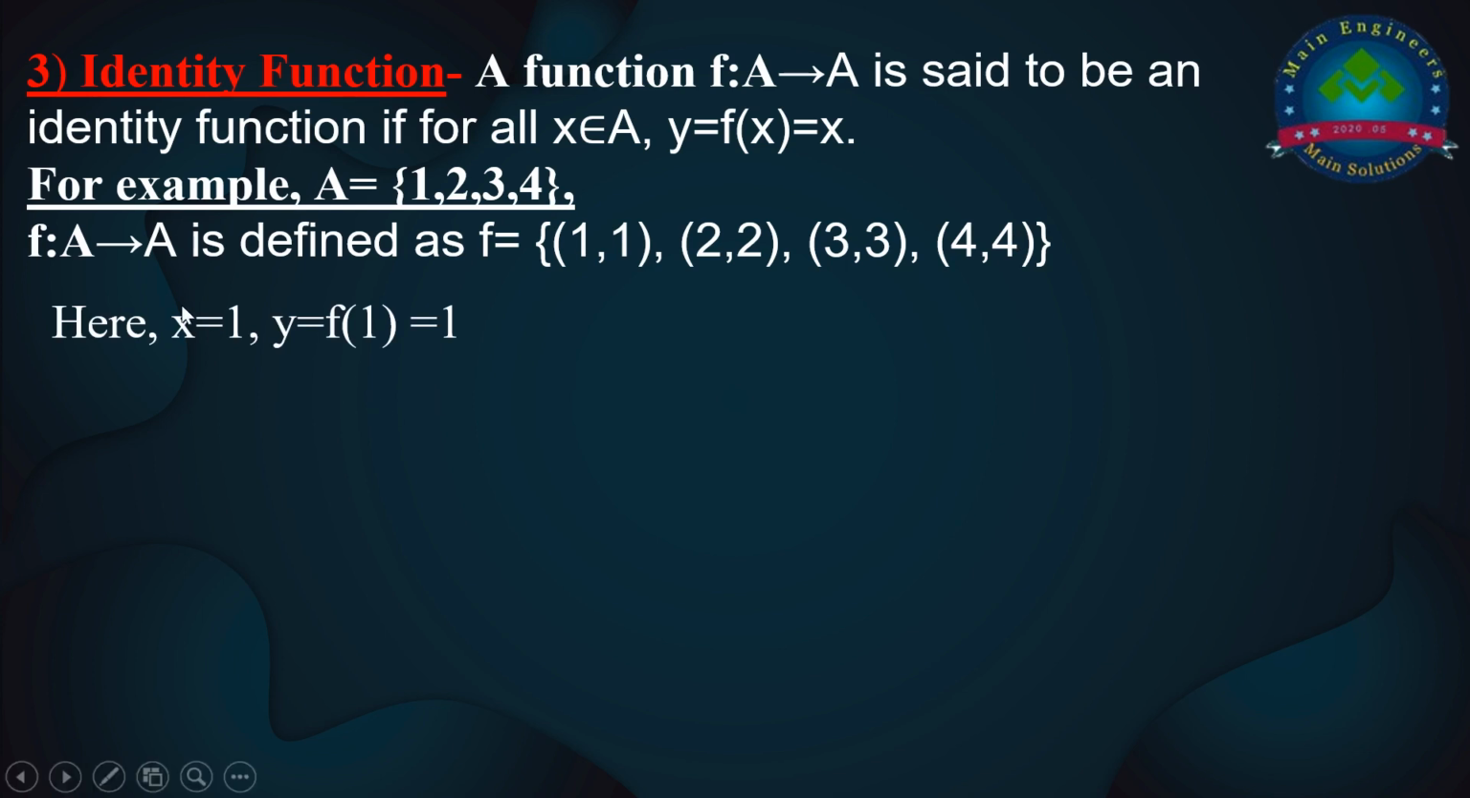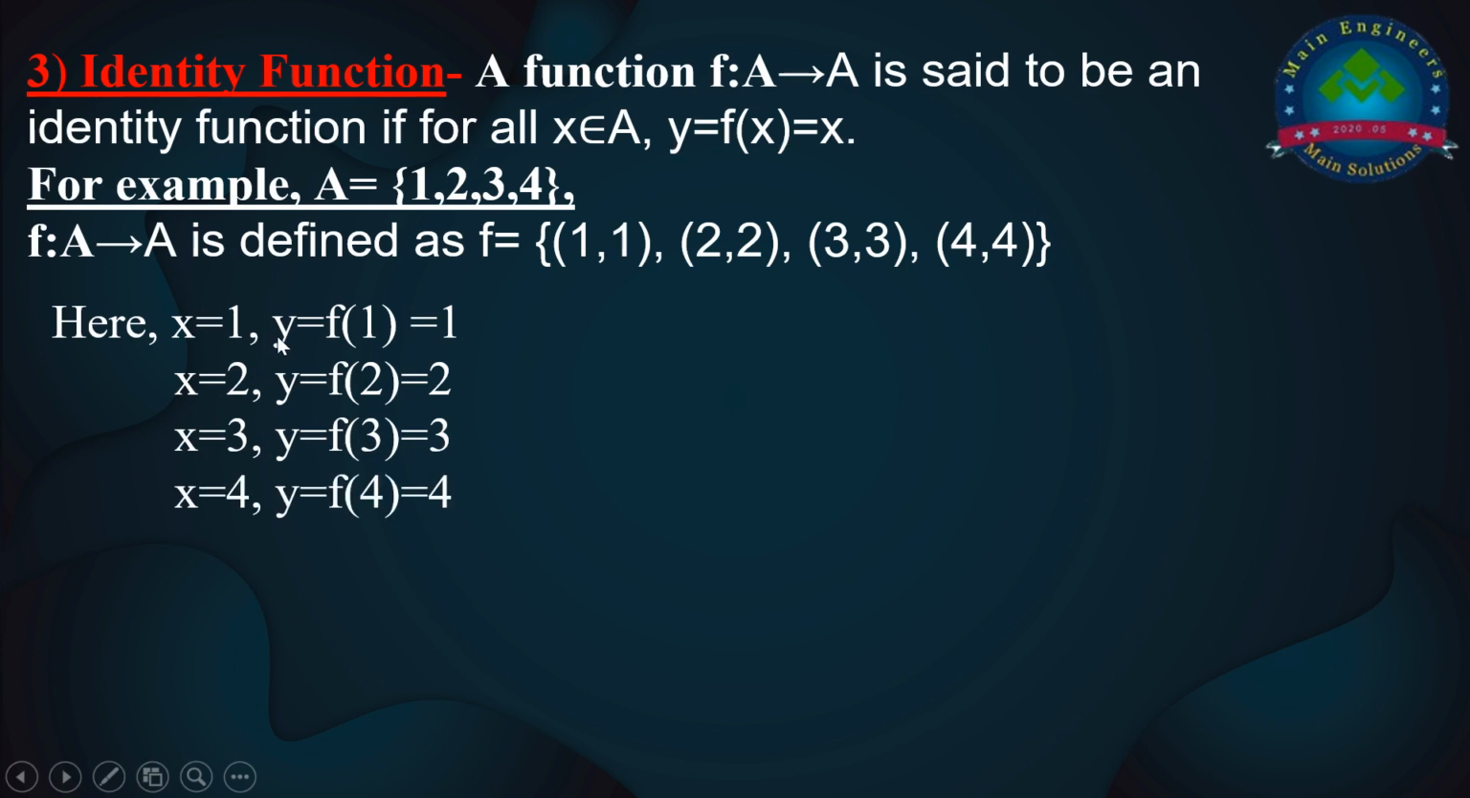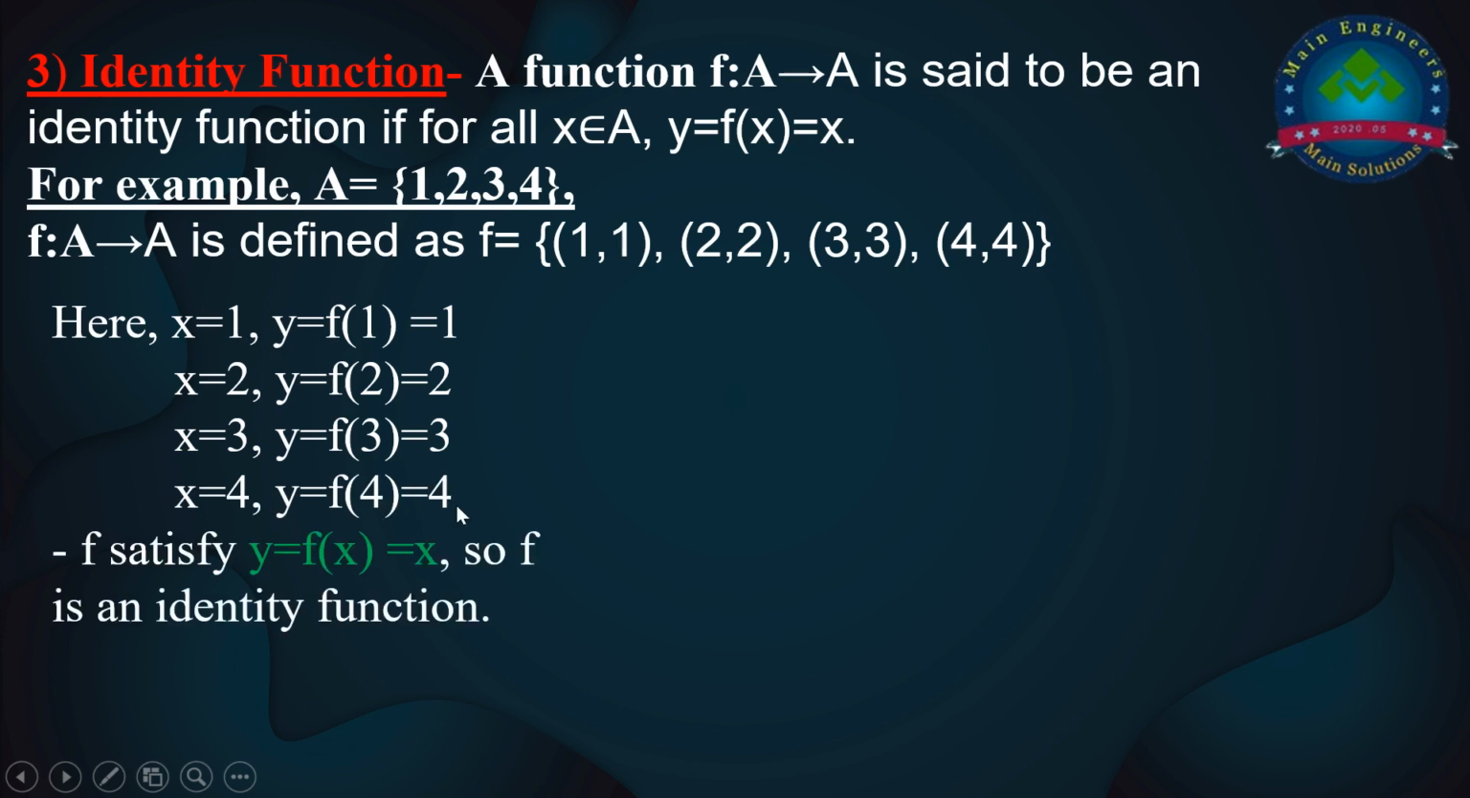So here, if x = 1, y = f(1) = 1. If x = 2, y = f(2) = 2. Similarly, if x = 3, y = f(3) = 3. All are in this form: y = f(x) = x. If x = 4, y = f(4) = 4. So f satisfies y = f(x) = x. So f is an identity function.